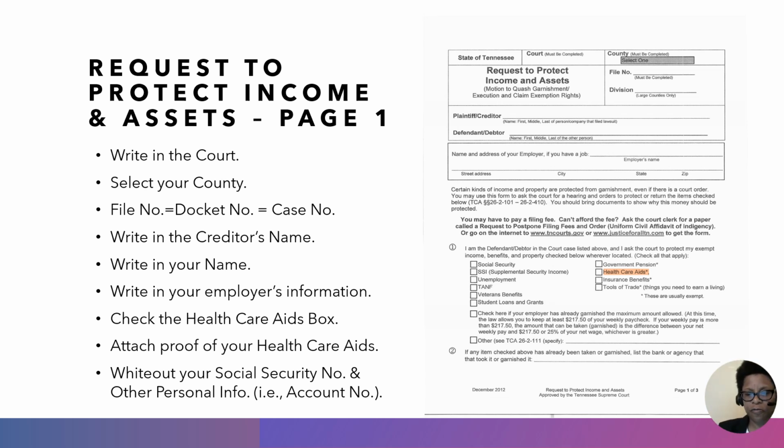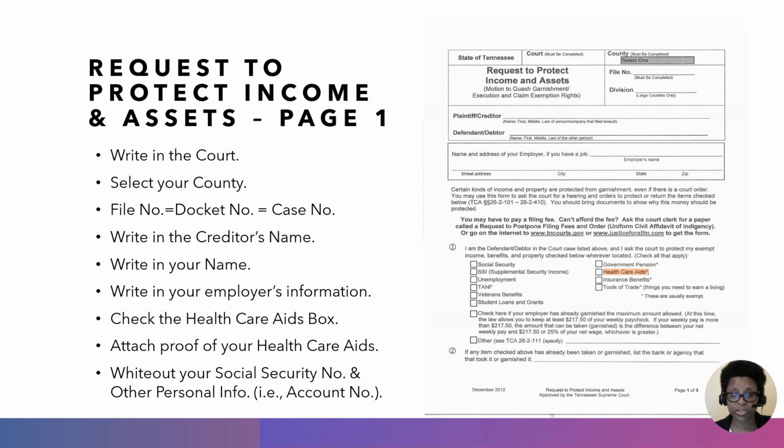Okay. So, first, you're going to write in the court. You see that at the top of your screen. And then next, you're going to select which county that you are in within Tennessee. Now, the file number, docket number, and case number, that's the same information. So you'd write the file number in there. Generally, it should be the same. And also division, that's for larger counties.